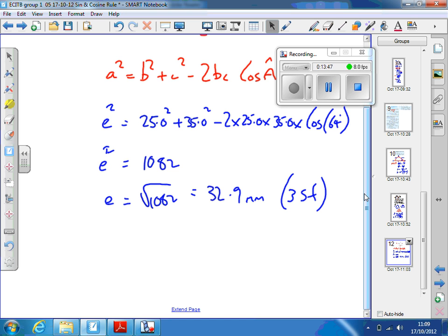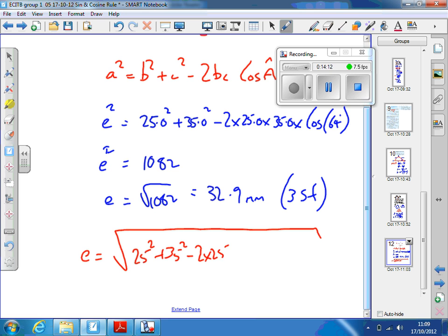If you think you might forget the square root at the end, which is a very easy mistake to make, then you could put the square root in the calculator. In other words, you could say E equals the square root of 25 squared plus 35 squared minus 2 times 25 times 35 times cosine 64. Try that, okay?